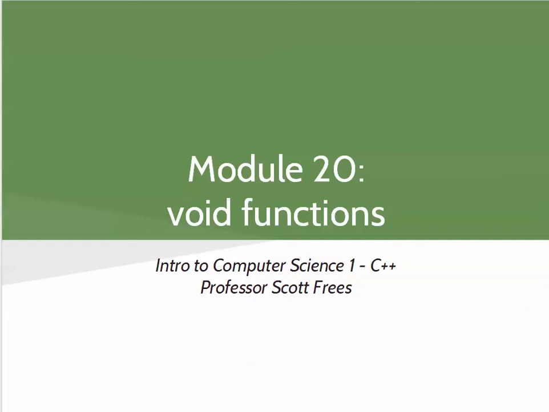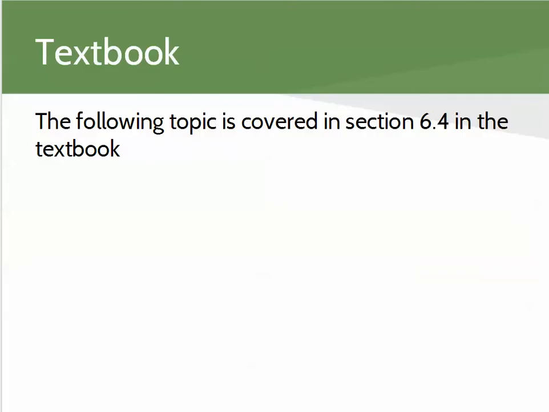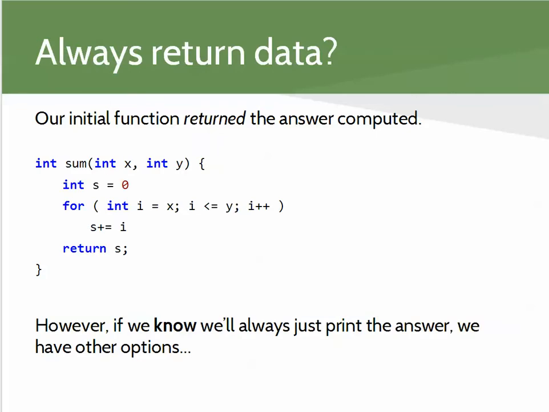All right, so Module 20 builds on some of the things that we learned in Module 19 about functions. Specifically, we're going to look at a different type of data type, or what we call return type for functions, called void. And we'll also discuss a similar concept with the parameters that we send into a function. So void functions are covered in Chapter 6.4 in your text. And it's really all about whether or not we return data or not.